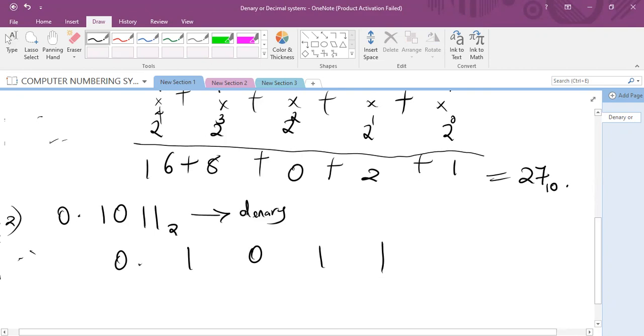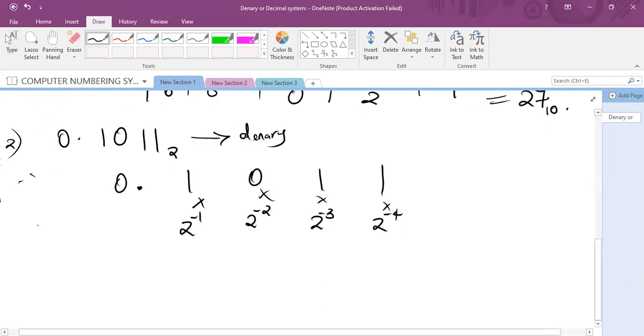0.1011. Now, since these are after the decimal point, this is going to be multiplied by 2 raised to power minus 1. This is going to be multiplied by 2 raised to power minus 2. This is going to be multiplied by 2 raised to power minus 3. And this is going to be multiplied by 2 raised to power minus 4. And then we add them all up. So what does this give?